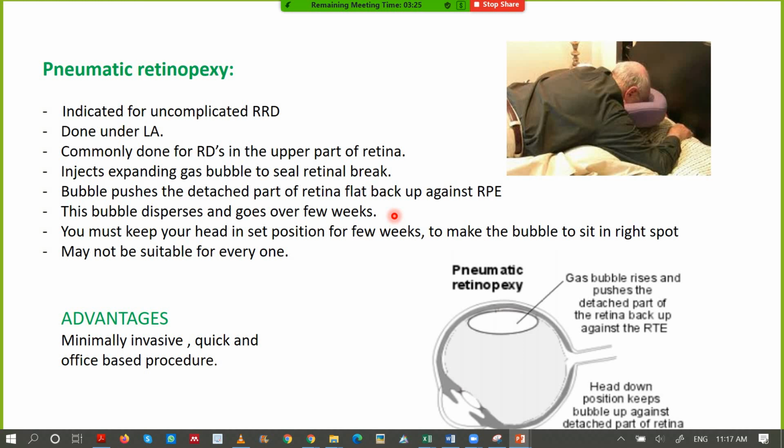Then comes pneumatic retinopexy. It is the same as gas bubbles, and it is done under local anesthesia. What we do here is we just inject a bubble inside, and that pushes the retina. The advantages here are that it is minimally invasive and an office-based procedure, just like how we inject an anti-VEGF.